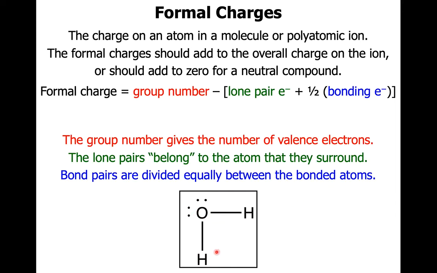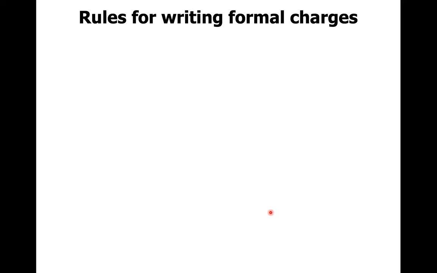So for example, in water, this oxygen has 1, 2, 3, 4, 5, 6 electrons. It gets 1 electron from each bond for formal charge, so 6 electrons in the Lewis structure. It's in column 6, so it has 6 valence electrons to begin with, and 6 minus 6 means this has 0. Same deal with the hydrogens. Hydrogen is in the first column, so it has 1 valence electron. It has half of 1 bond, so it has 1 electron here. So 1 minus 1 gives us 0, and of course this hydrogen is the same. So 0, 0, 0 sums to 0, as it has to.